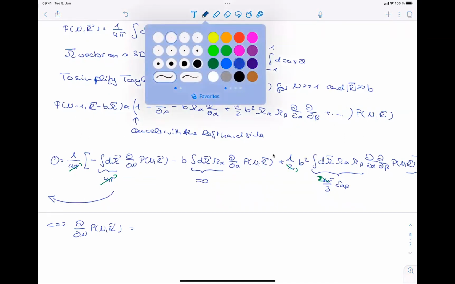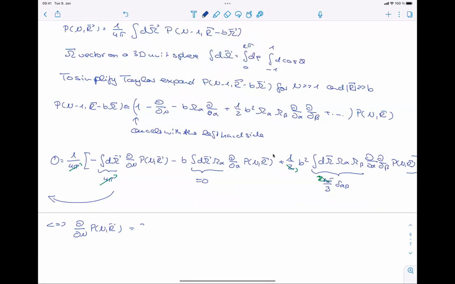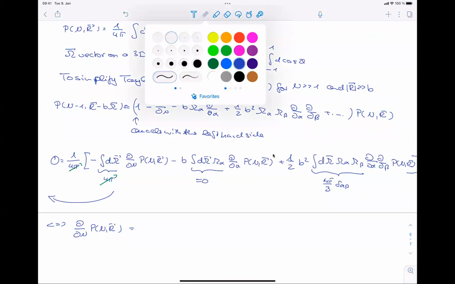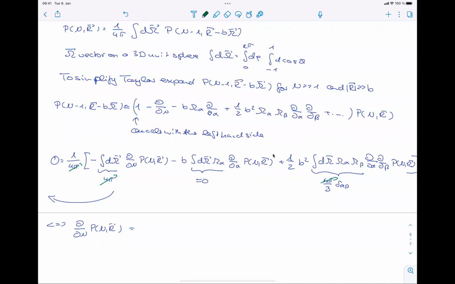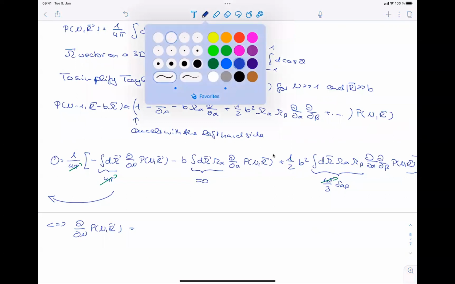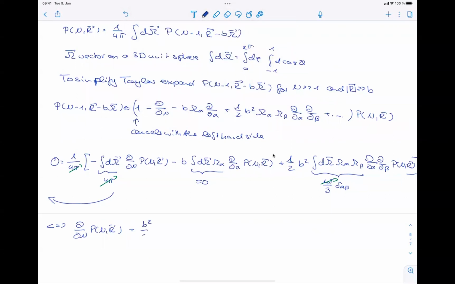a 2. Sorry, that was stupid. I cancel the 4 pi with those 4 pi, and then 1 over 6 is left. And then I have here b squared over 6, and delta alpha beta means that I get the Laplacian here of p of n and r.